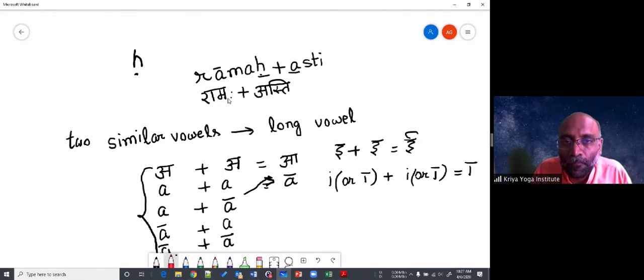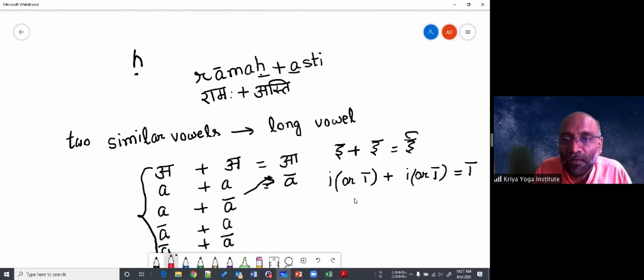It never appears independently. It always follows a vowel, not a consonant. You can never have a visarga after a consonant sound. It will always be after a vowel sound. So in this case it is after the a vowel, and the way you pronounce it is namah. It would be something of an exhalation sound.